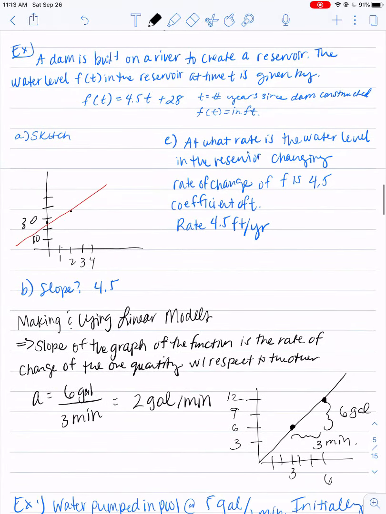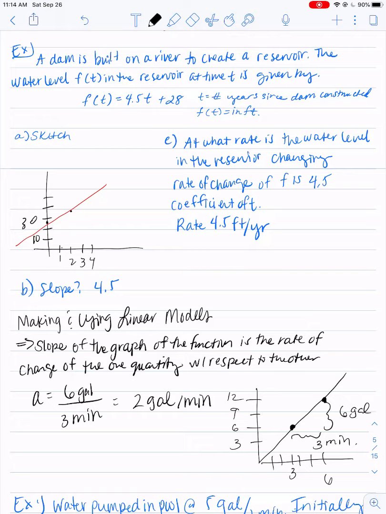So for example, we have a dam is built on a river to create a reservoir. The water level f of t in the reservoir at time t is given by f of t equals 4.5t plus 28. So our t is the number of years since the dam was constructed, and then f of t is in feet. So for our first one, we're going to sketch it.